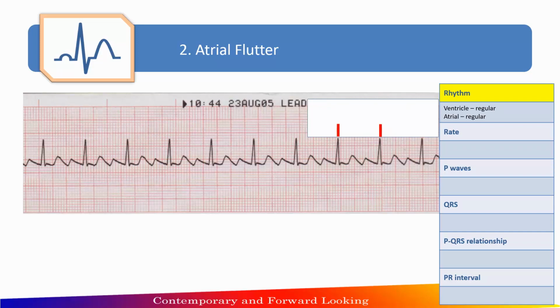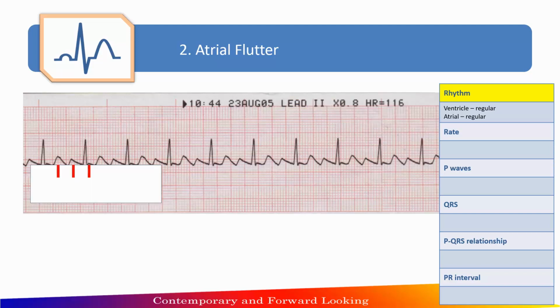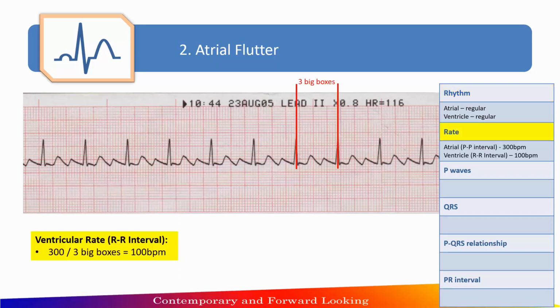We can see that the R to R intervals, which signifies ventricular rate, is regular. In atrial flutter, you may also check the regularity of the P to P intervals, which signifies atrial rate. Here, we can see that the atrial rate is also regular. Because this rhythm is regular, we will calculate the ventricular rate using the R to R intervals.